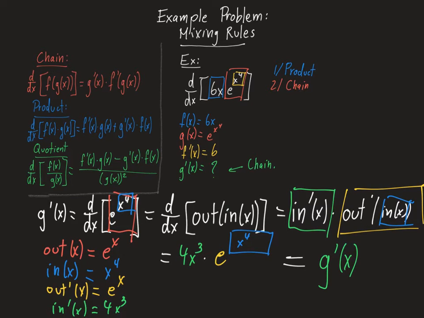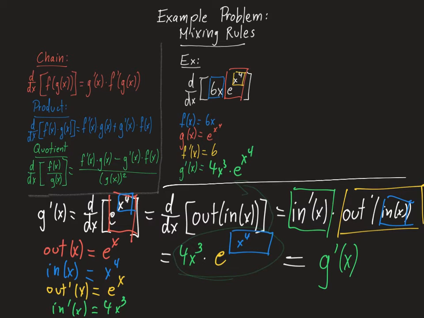I'm going to be able to rewrite all this in this section here. So I want to make this very clear that all of this is going to go up here. And we see that for our g prime of x, we have 4x cubed times e to the x to the fourth. Okay. So now we're almost done.